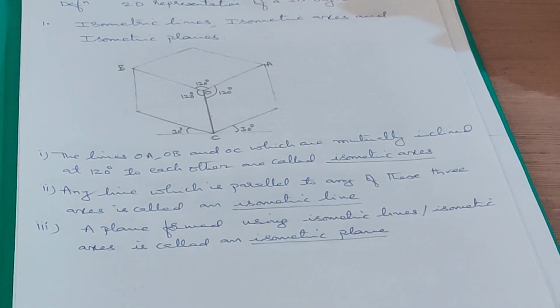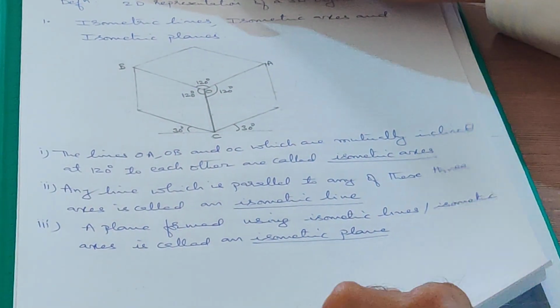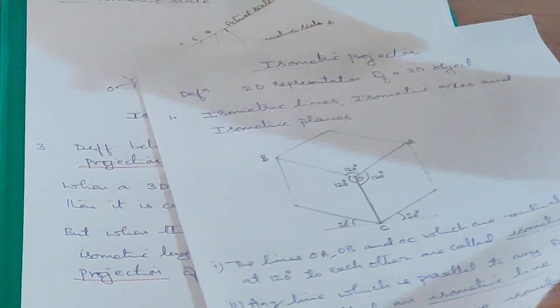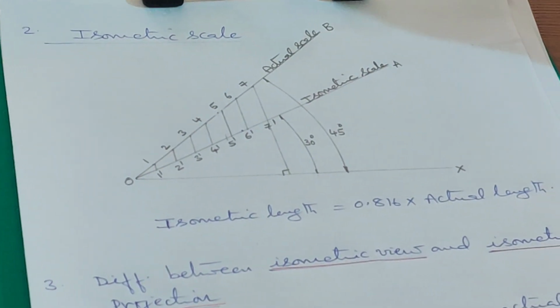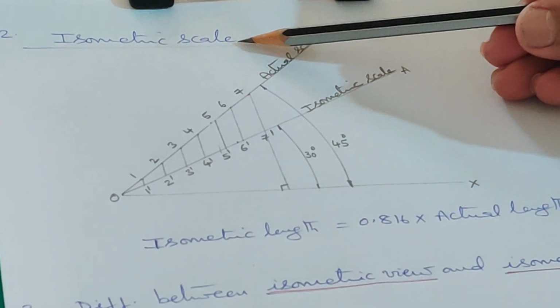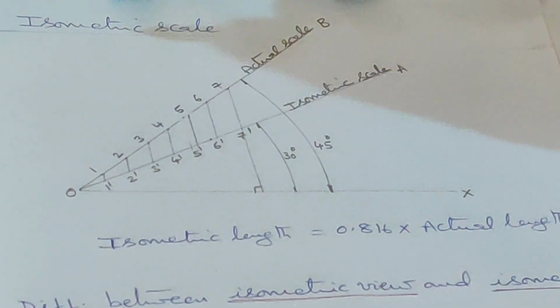Okay, now I'll move to the next topic, which is called isometric scale. This is a very important topic in this chapter. What is isometric scale? What is its requirement?